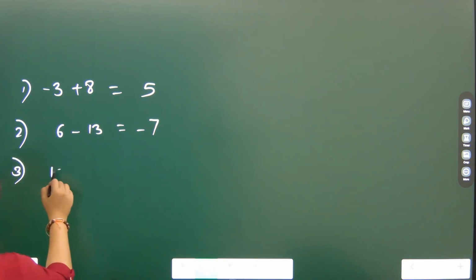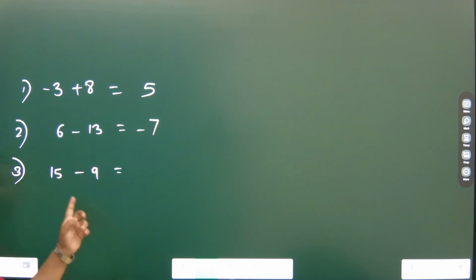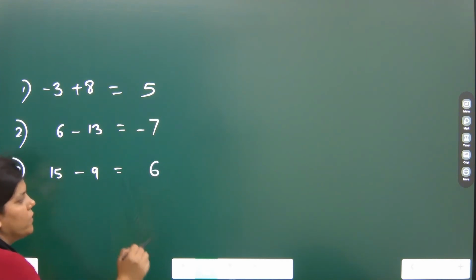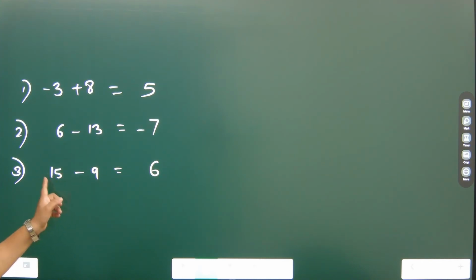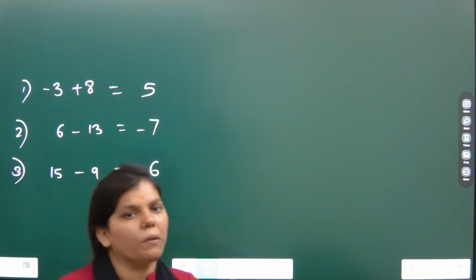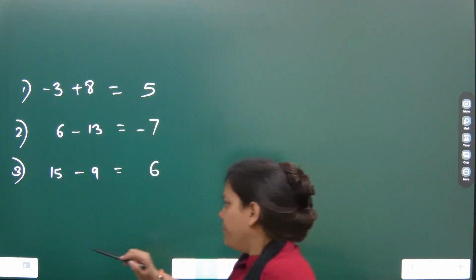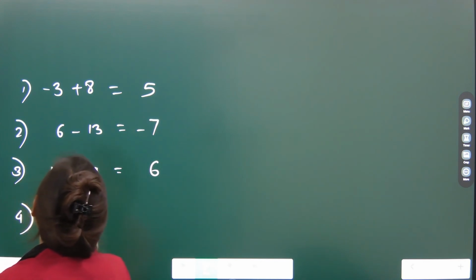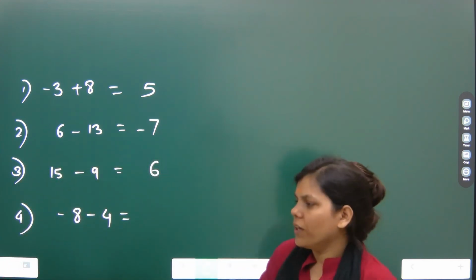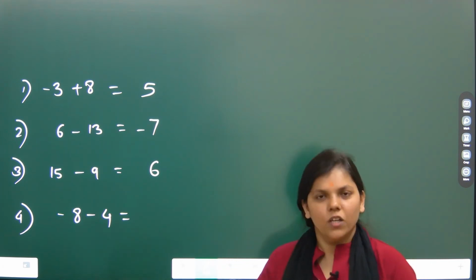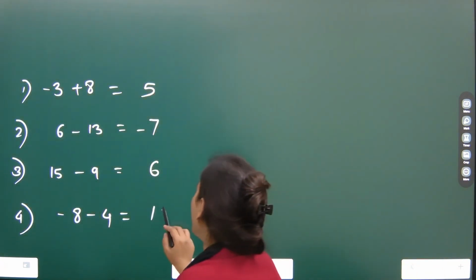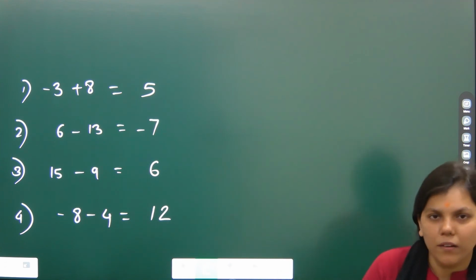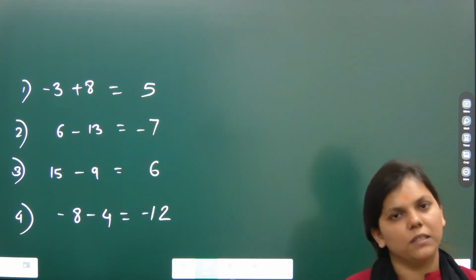Let us say 15 minus 9. So one is positive, another is negative. So we will subtract. My answer will be 6. Why? Because the greater number is 15 and it has positive sign. So no need to put the plus sign. Okay. Next example is minus 8 minus 4. So here in this case, both the numbers are negative. So when both the numbers are negative, what do we do? We add. So 8 and 4 sum up to 12, and the sign of the greater number is negative. Simple. Okay.